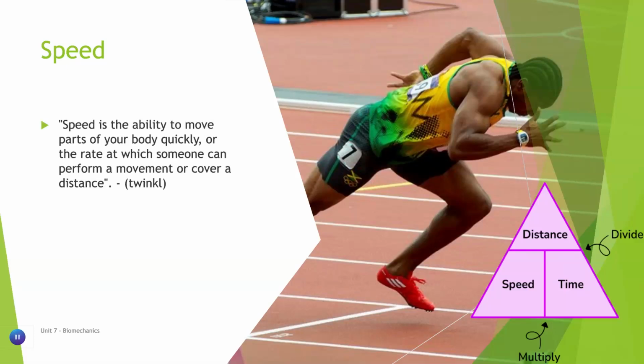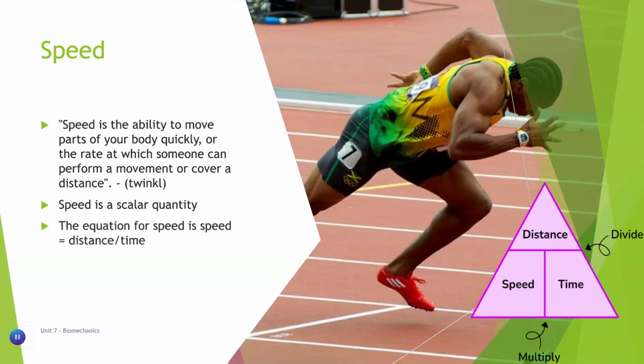Another component of sport is speed. Speed is defined as the ability to move parts of your body quickly, or the rate at which someone can perform a movement or cover a distance. Speed does not have a direction, meaning it is a scalar quantity. The equation for speed is speed equals distance divided by time.